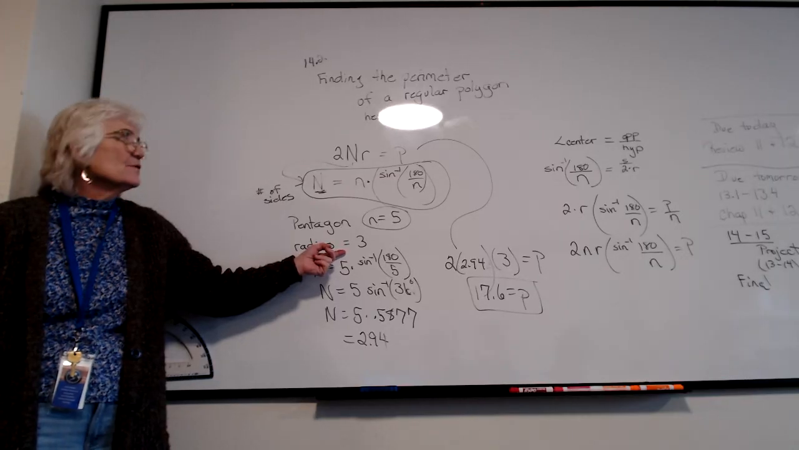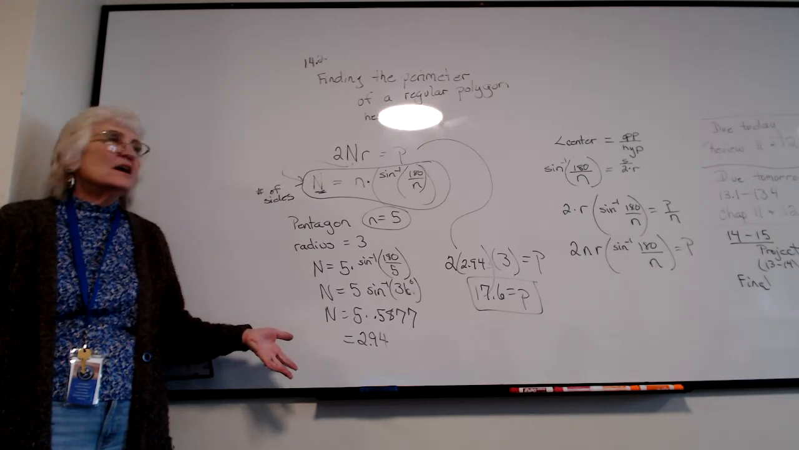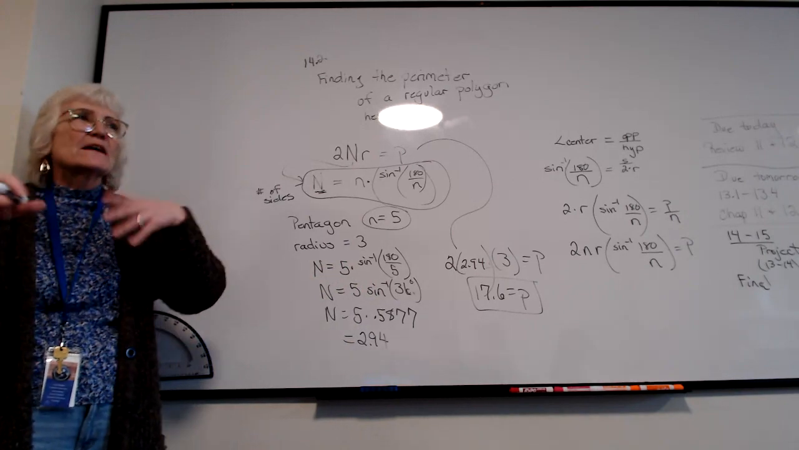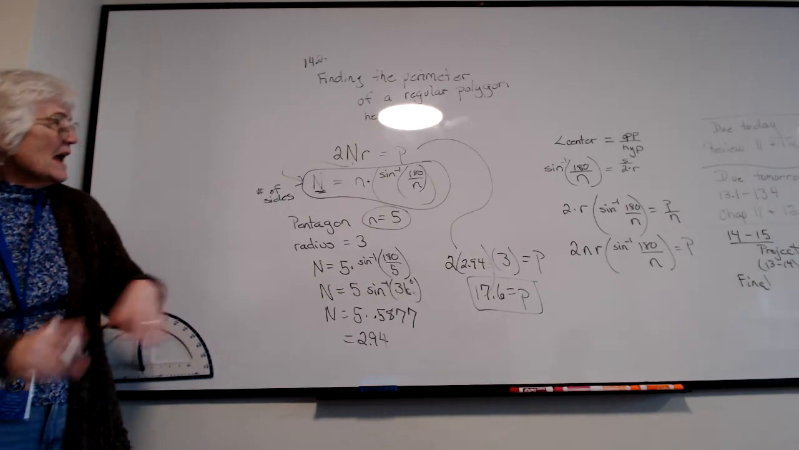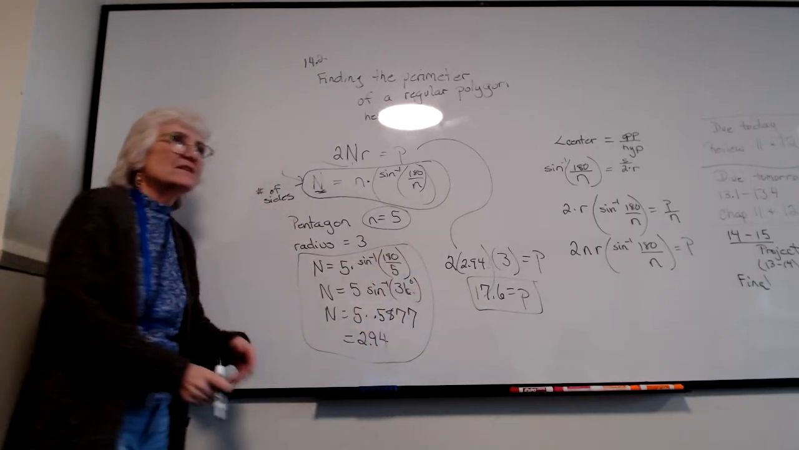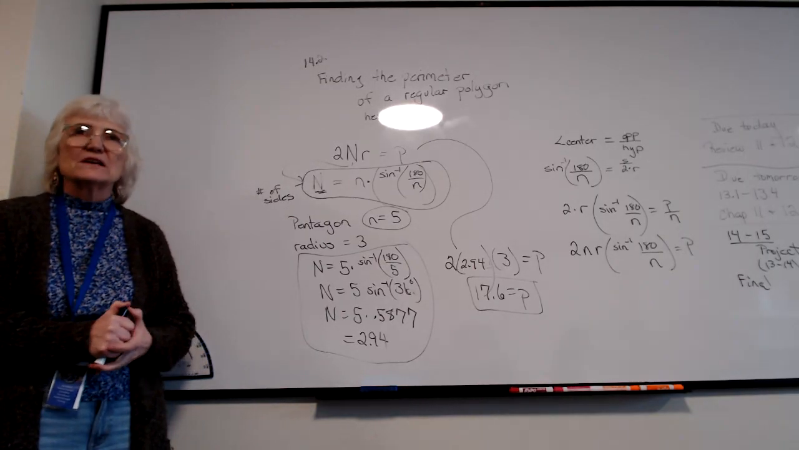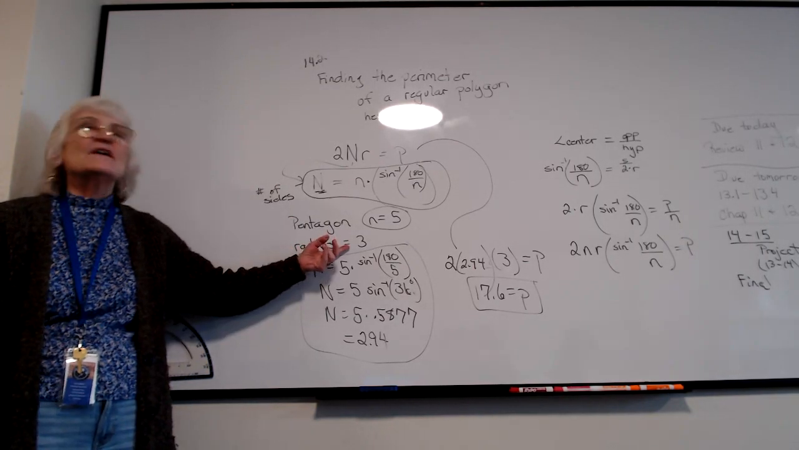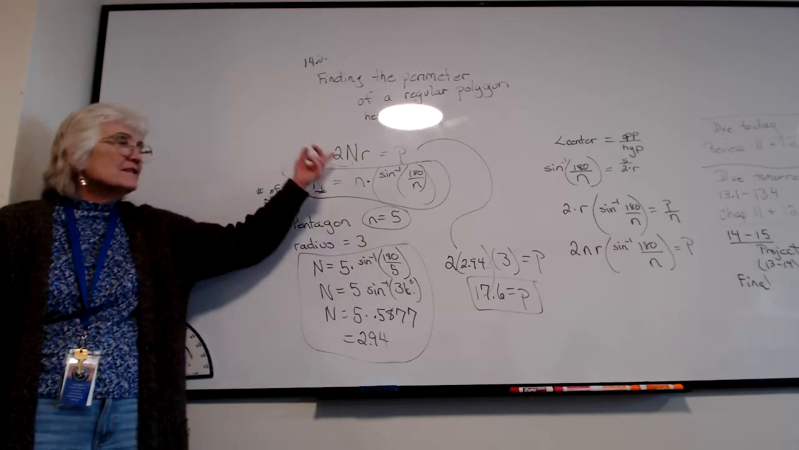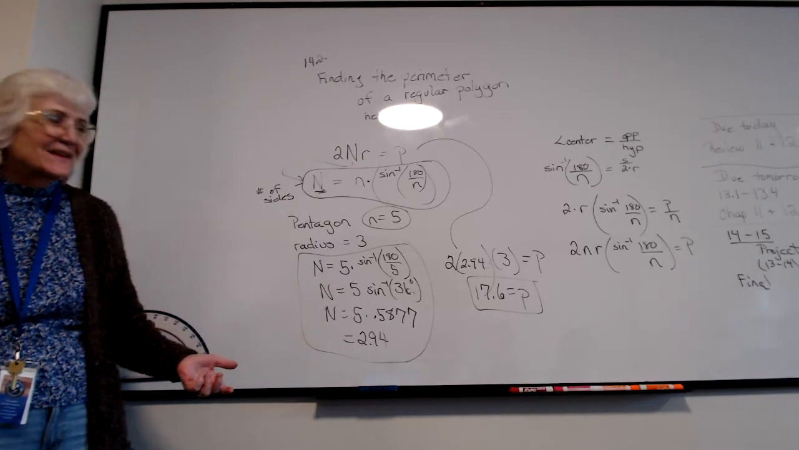So that's all this formula is showing: if you have just the radius, you can find the perimeter using this formula instead of going back and looking at all that stuff. This part is very easy to find because it's all based on how many sides you have. This one you have to be given. If you're not given this one, it's not going to be easy to find the perimeter.